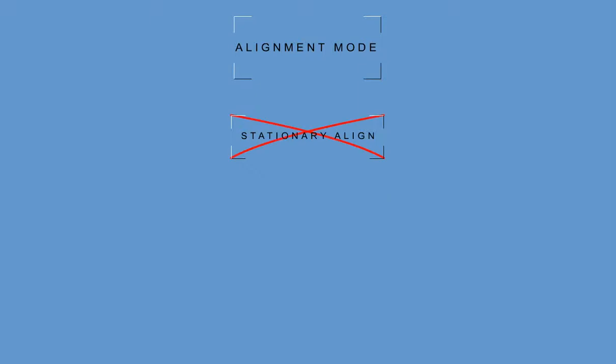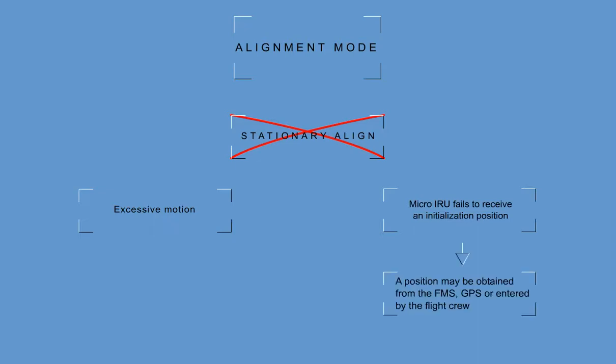The alignment may fail if the micro IRU senses excessive motion during the initialization sequence, or if the micro IRU fails to receive an initialization position. A position may be obtained from the FMS, GPS, or entered by the flight crew.